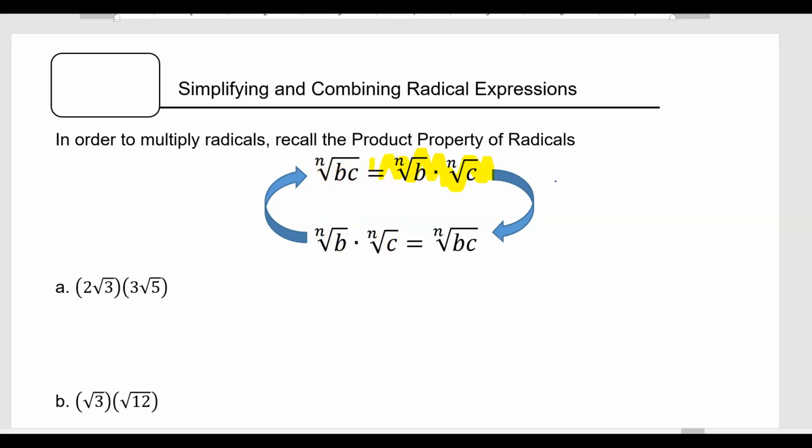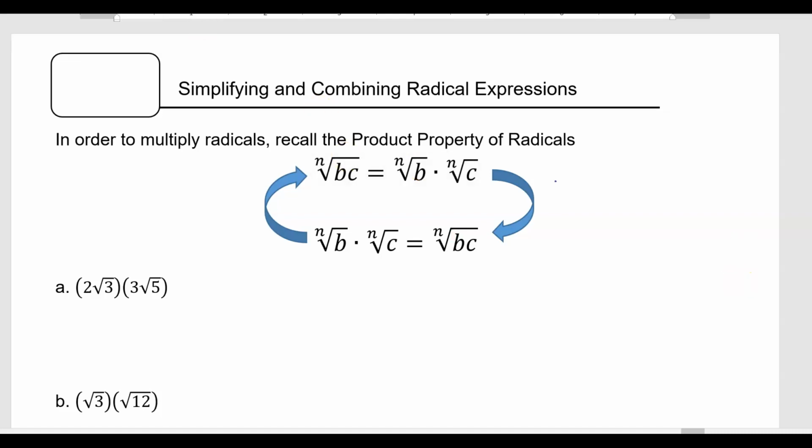And what do I mean by index? I'm talking about the number that represents this n here. So if they are the same, you can multiply two radicals together to become one radical with that same index. So let's get started. Let's multiply radicals.